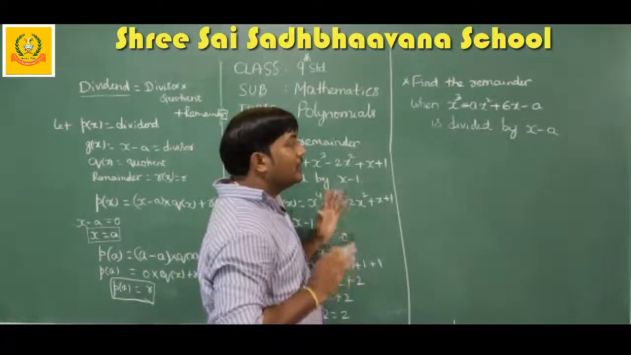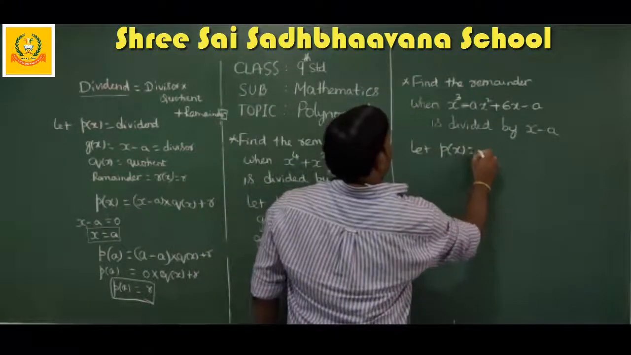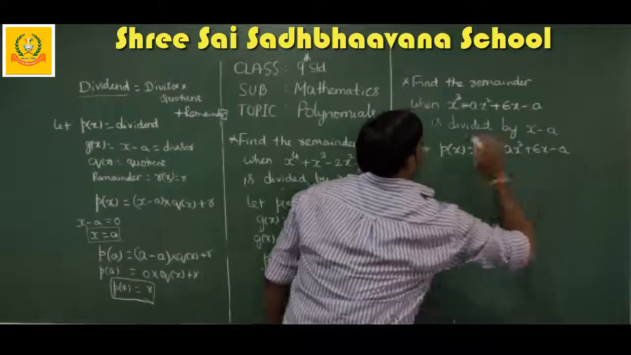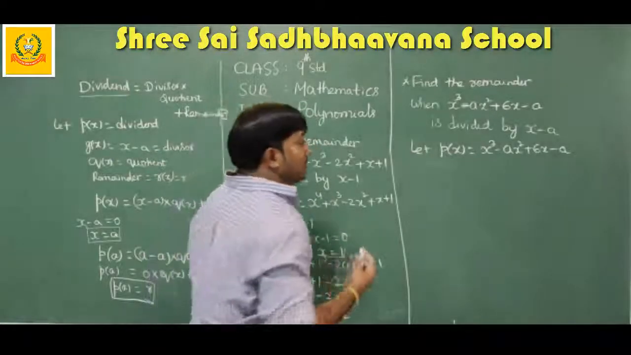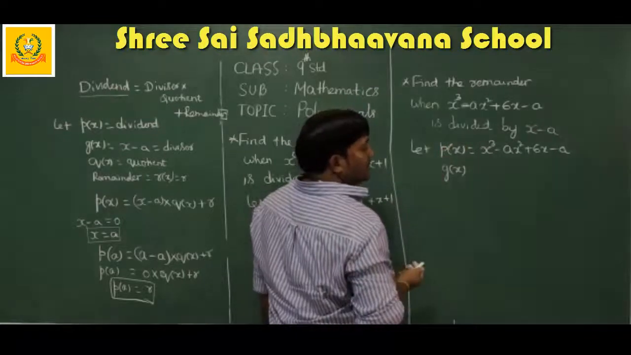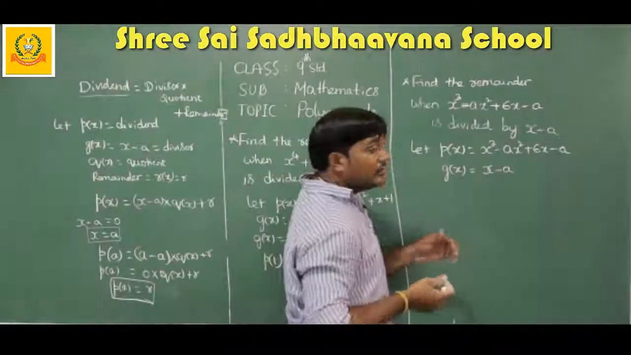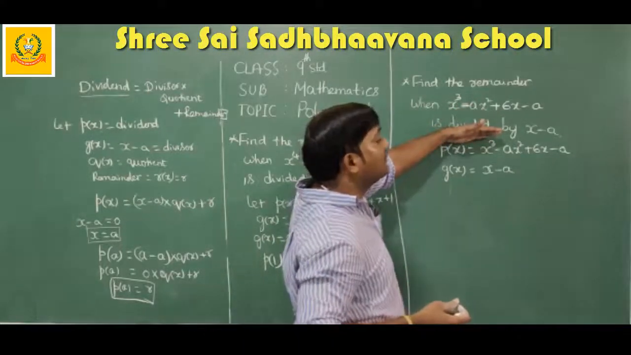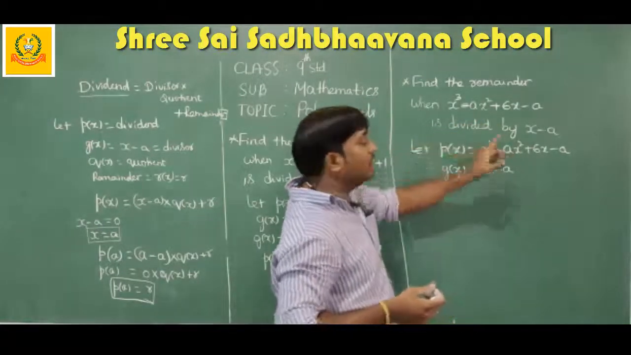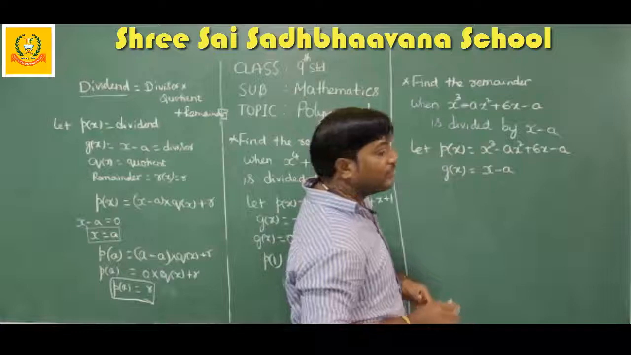There is no change in that. What is the first step you have to take? Let p of x equal x cube minus ax square plus 6x minus a. This is the first step. Next, what is g of x? Always remember, p of x is the dividend and g of x is the divisor. The degree of p of x should be greater than 1, and it should be greater than that of g of x also. So x cube minus ax square plus 6x minus a is your p of x and g of x is x minus a.